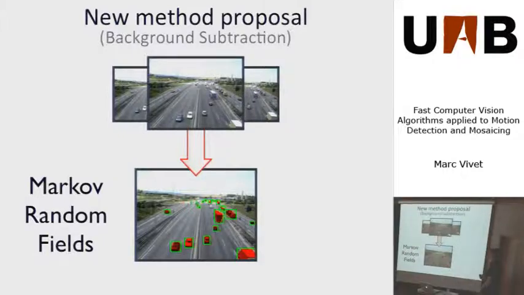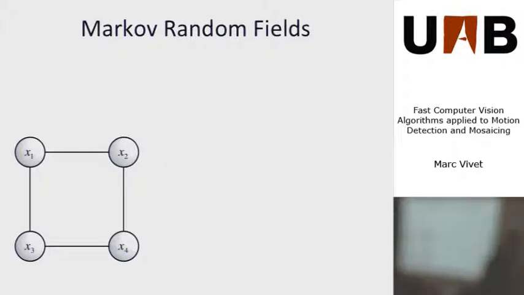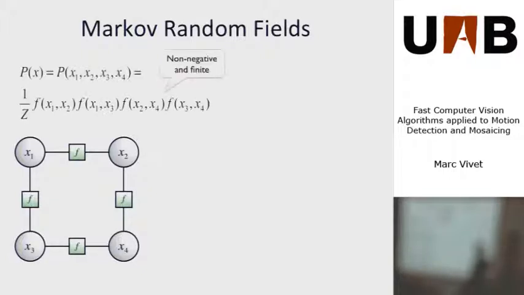Markov random fields are graphical models that are represented by nodes, and the relations between nodes are represented by edges. In our case, we use the factor graph representation that is equivalent to a Markov random field. But in this case, the relations pass through another kind of node called a factor node. So the joint probability of this function is computed as the multiplication of all the factors in the graph.